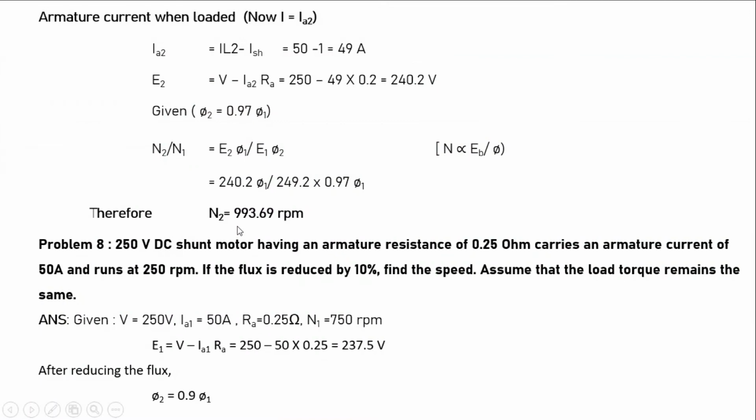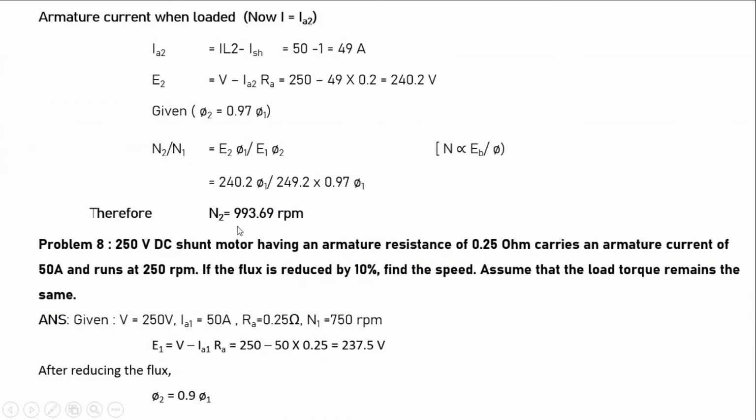A 250 volt shunt motor on no load runs at 1000 rpm and takes 5 amps. Calculate the speed when loaded and taking a current of 50 amps if the armature reaction weakens the field by 3%. So it has to be weakens the field; the word weakens was missed here. Weakens the field by 3%. Fine.